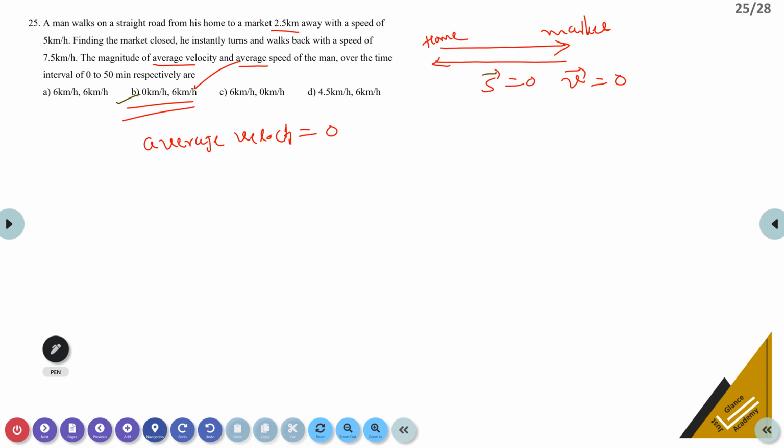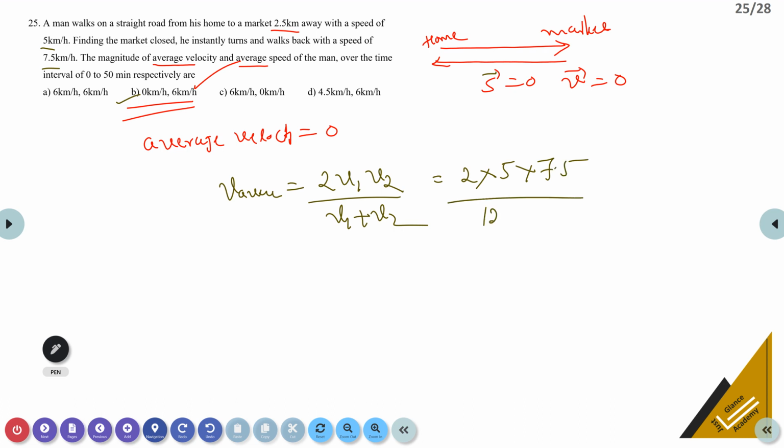Here for the speed, there is no need to calculate, or else you can calculate the average speed, equal to 2V1V2 divided by V1 plus V2. We know the formula. Already I did these problems. This is equal to 2 into 5 into 7.5 divided by 12.5. Then it comes to 6 kilometer per hour.